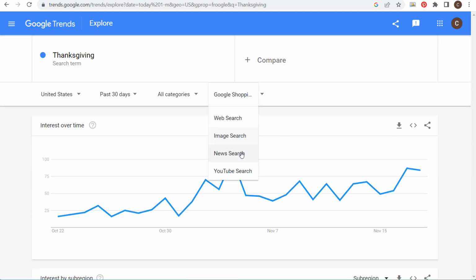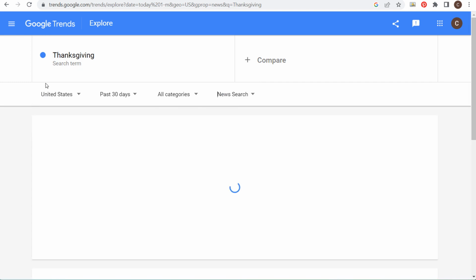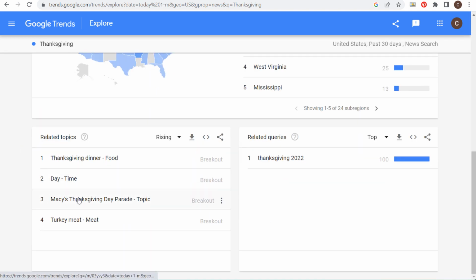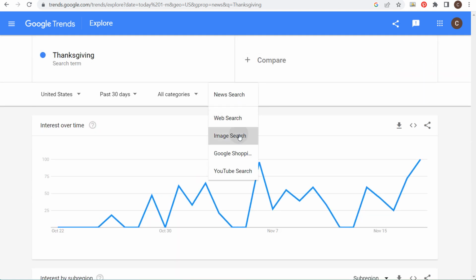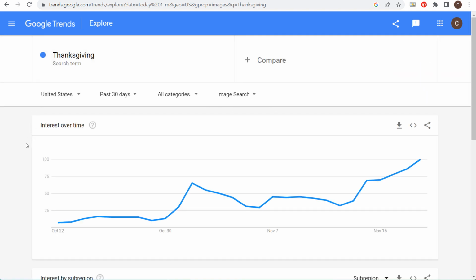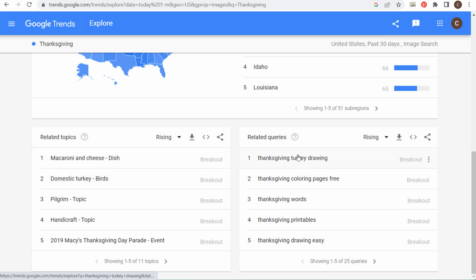Thanksgiving decorations, obviously a query related to people purchasing. So that's Google Shopping. Now, news, I don't know if we're going to get much news around Thanksgiving. You might have Macy's Thanksgiving Day Parade. So that makes sense. And then if we do one more, we'll do image search. Probably going to have some type of macaroni and cheese. So drawings, coloring pages. So some of the topics, these are people just looking up pictures of food, I guess.